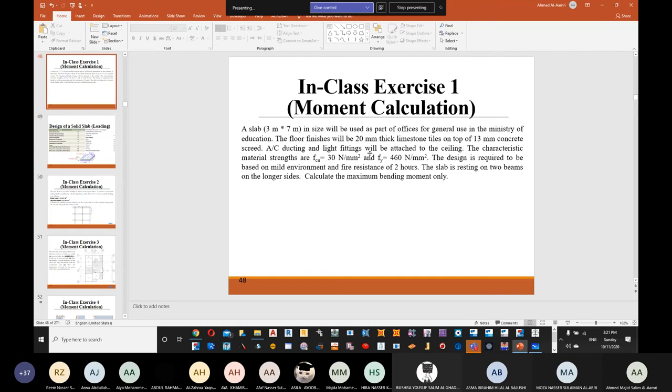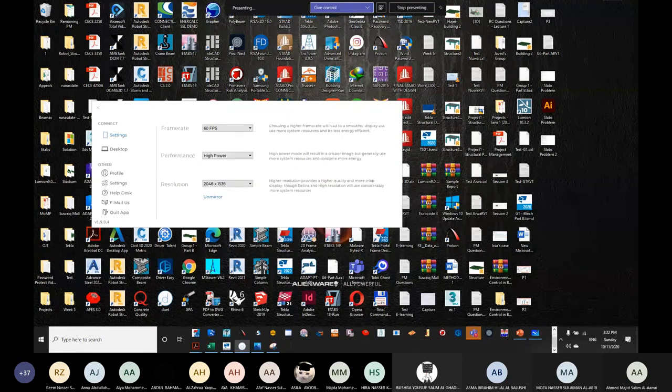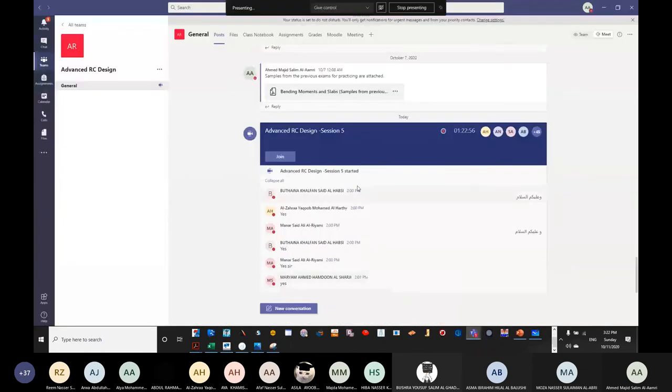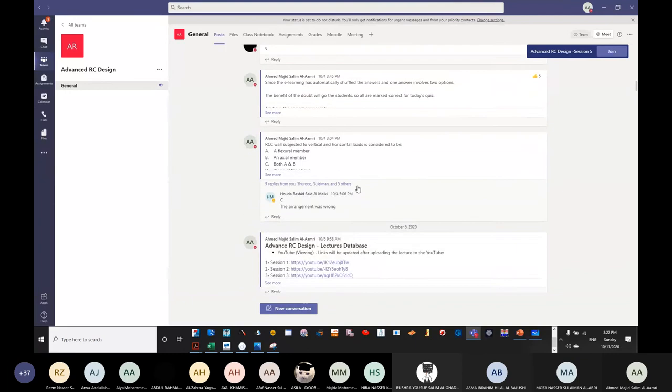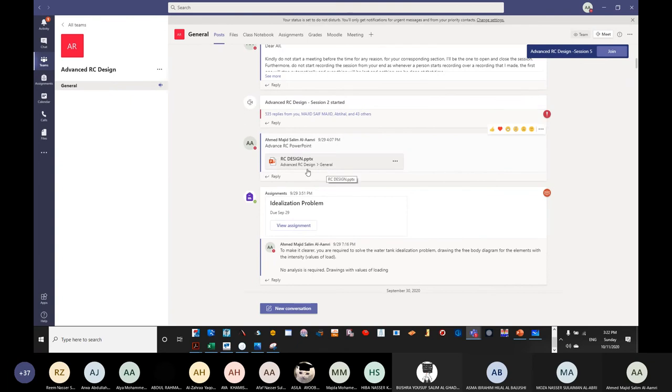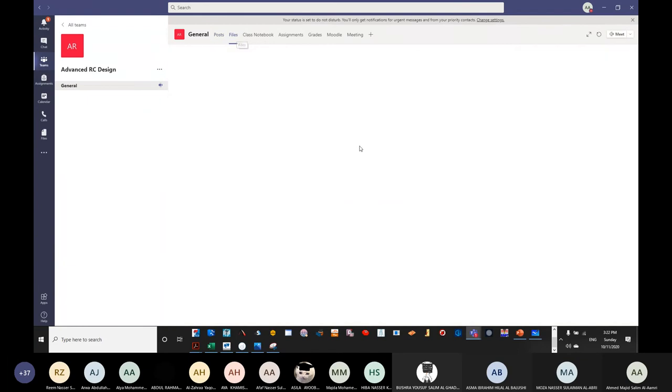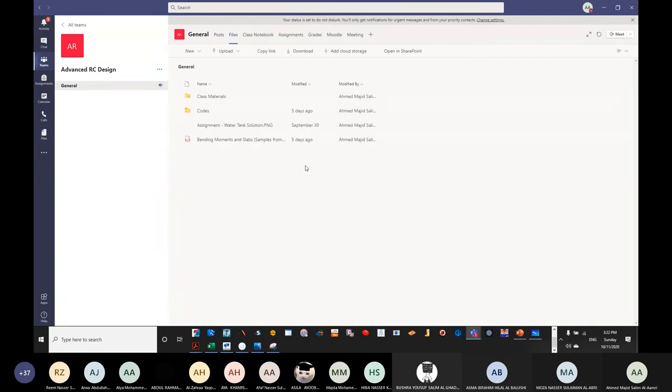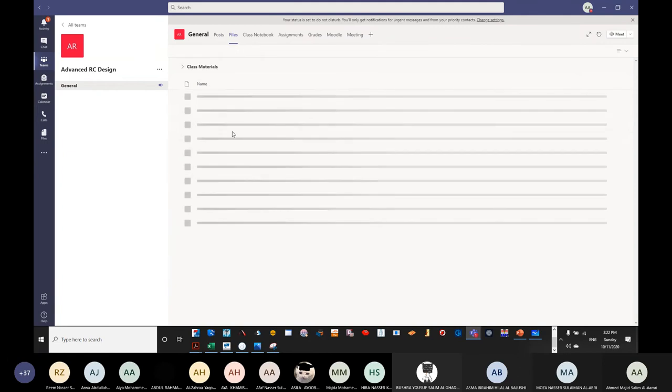The PowerPoint is already uploaded, and we saved it for the handout. I have already uploaded the PowerPoint for you, right? Teams already has it. Except for the exams, which you will see in the e-learning. This is the RC design. It was posted here, and I think you can see it in the files as well. You can see class materials. I think you should have it here.